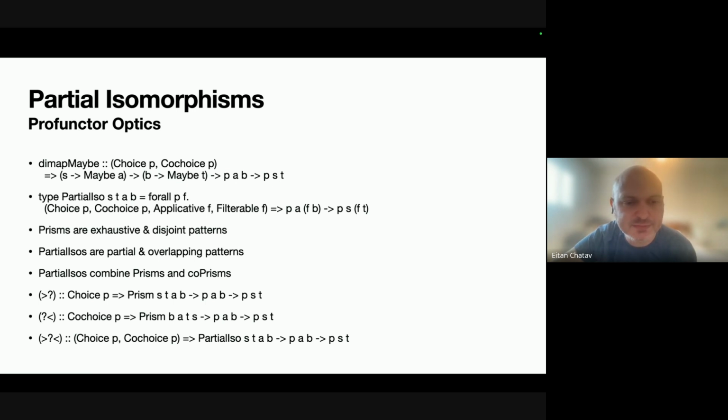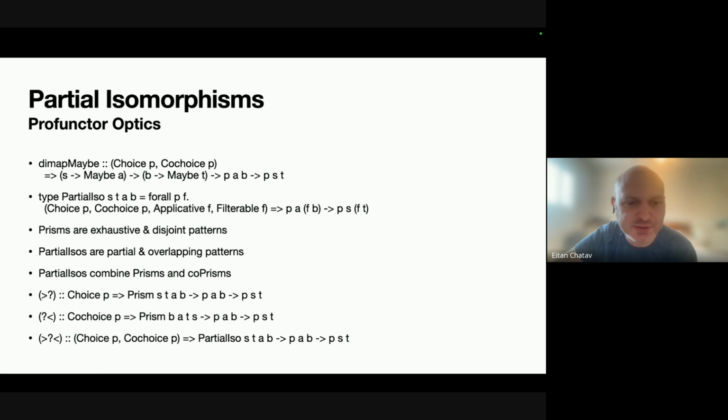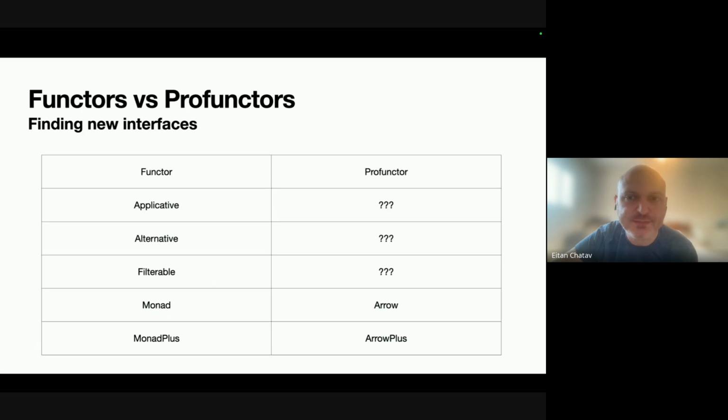Okay. But now the relationship between co-choice and those partial printers and parsers makes a lot more sense. Thank you. Indeed. So yes, partiality is very important here, and it's kind of what gives us filterability.